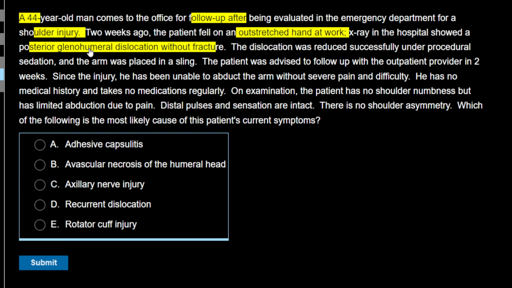Distal pulses and sensations are intact. There is no shoulder asymmetry. Which of the following is the most likely cause of this patient's current symptoms? So what happened with this patient? He cannot abduct the arm. He cannot take the arm out, out from your body. That's the abduction. So guys, read and think for a second.